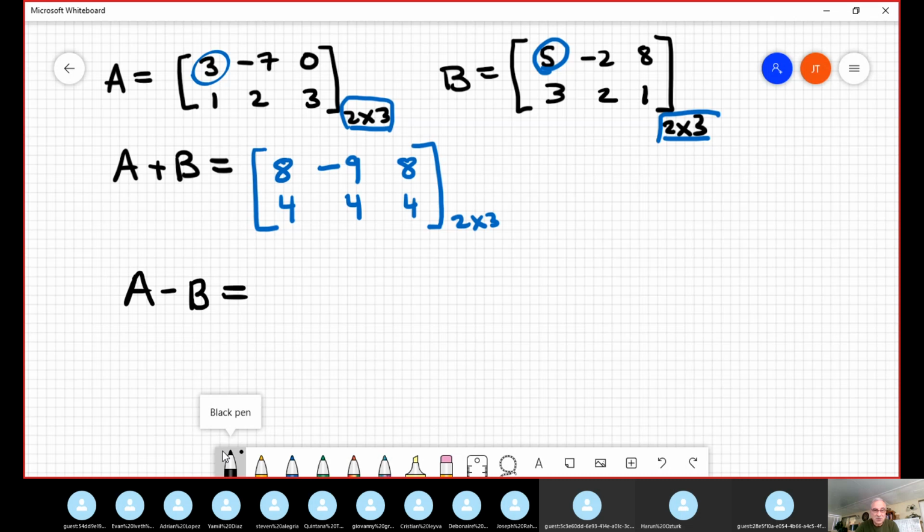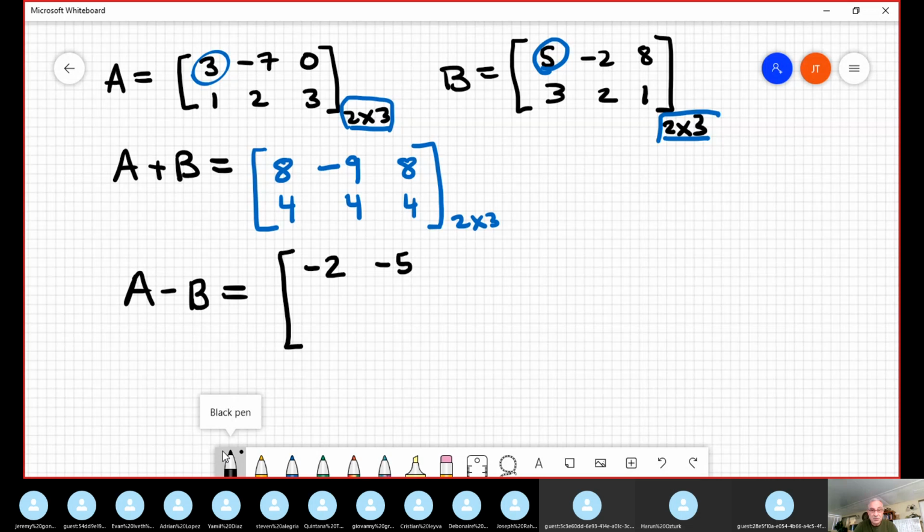Subtraction: you copy A, subtracting B. I suppose B is negative, no? So 3 minus 5 is negative 2. Minus 7 and minus 2. Be careful with the sign. It's minus 7 minus 2, so a double minus, you change to the opposite sign. So it's negative 5.